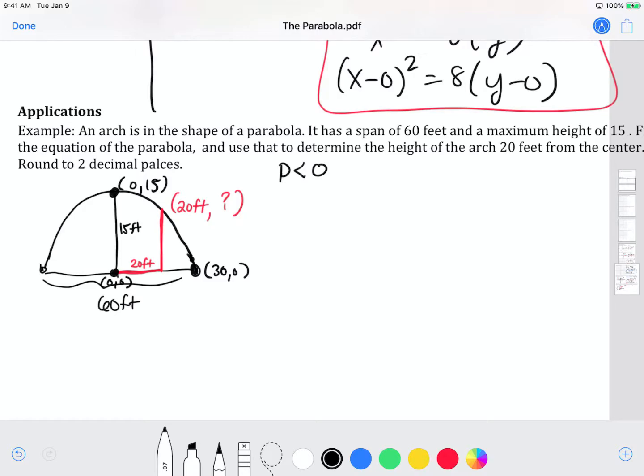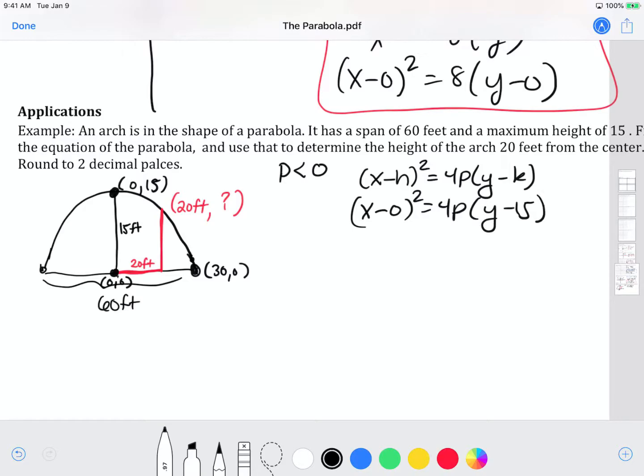We also know, because it opens down, that the standard form of the equation is going to be the form in which we have the x term squared. So we're going to have x minus h squared is equal to 4p, and then y minus k. All right, so our vertex is 0, 15. So we're going to plug that in for h and k. So we have x minus 0 squared is equal to 4p, and then y minus 15.